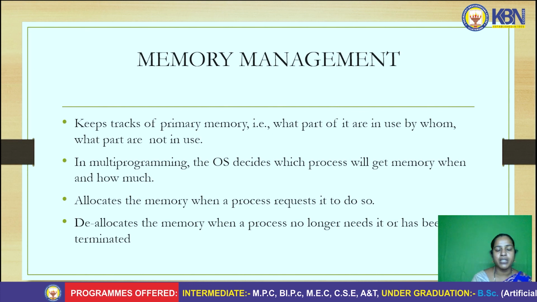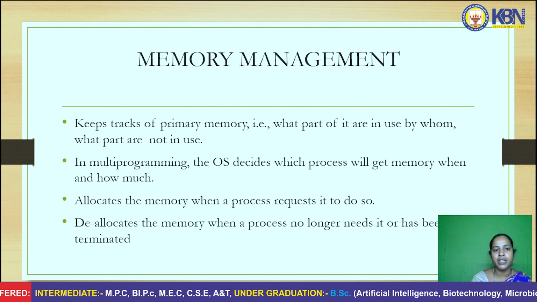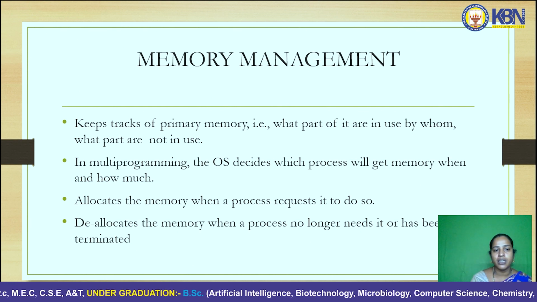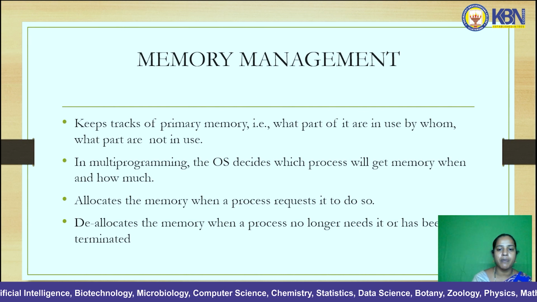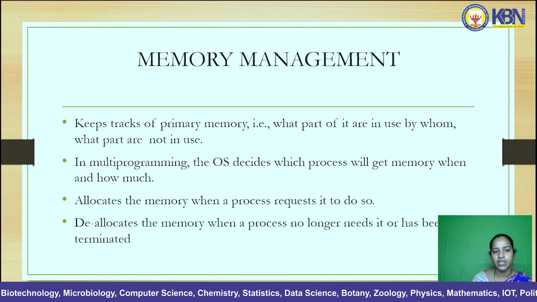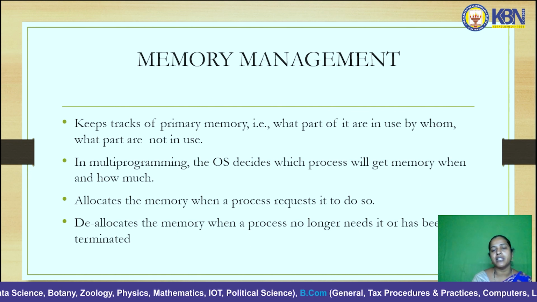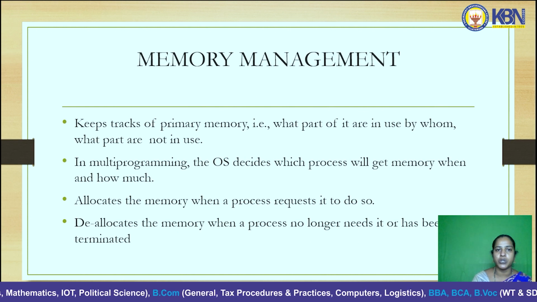In multi-programming, the operating system decides which process will get into the memory and how much memory is used by it. It allocates the memory when the process is running, and it deallocates the memory when the process is no longer using the CPU or it is terminated. So memory management is done by the operating system. It allocates when it is necessary and deallocates when the process is not in the operating system.